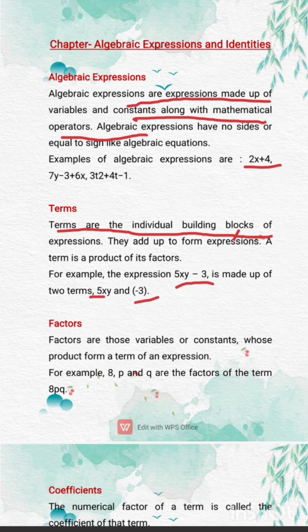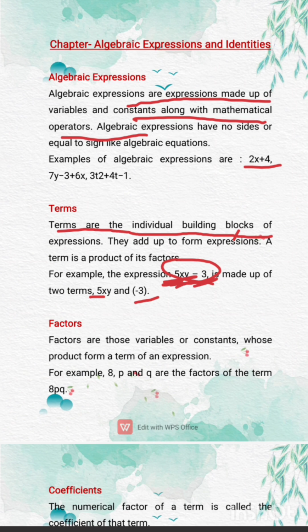In short, you can understand it in the way that if we see any plus or minus sign, the terms have been separated. So if it is written 5xy minus 3, you can say 5xy is one term and minus 3 is the another term.